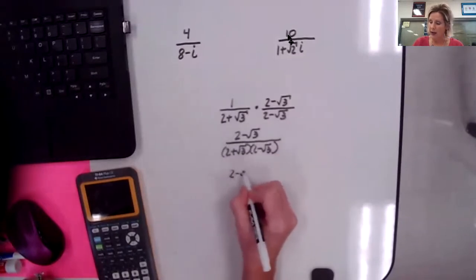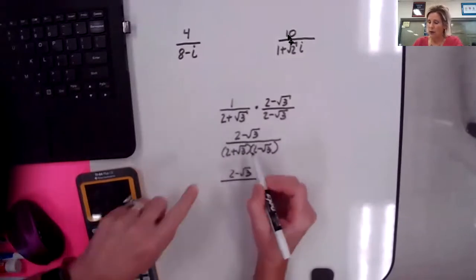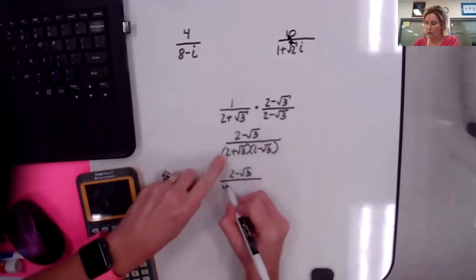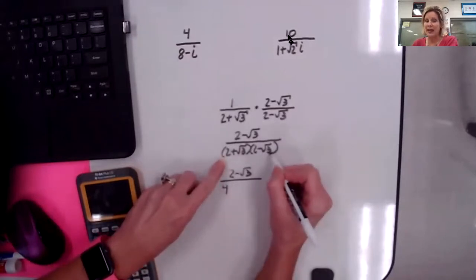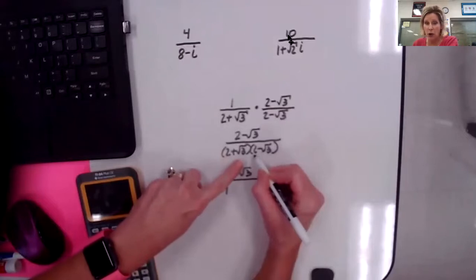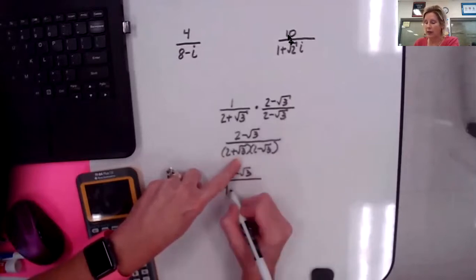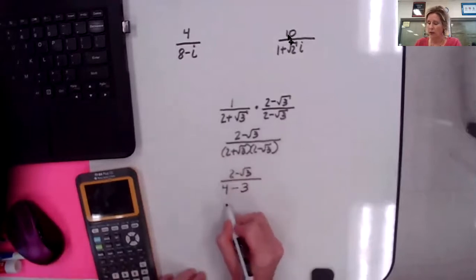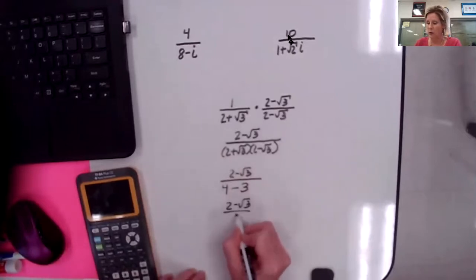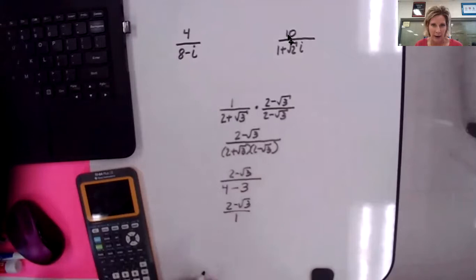So I would have 2 times 2 is 4. Outer is negative 2 square root 3. Inner is positive 2 square root 3. So because you have conjugates, outer and inner are going to cancel. And then last is negative square root 9 or negative 3. And then look at that. That's 2 minus the square root of 3 over 1. And you know you don't have to write over 1. So there's your answer. And you took care of the radical on the bottom.